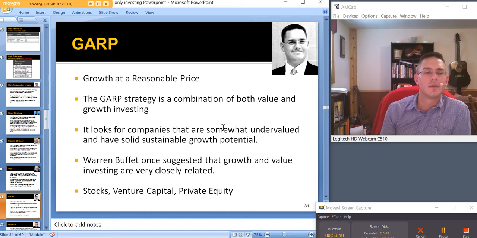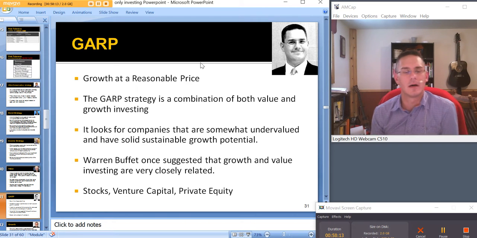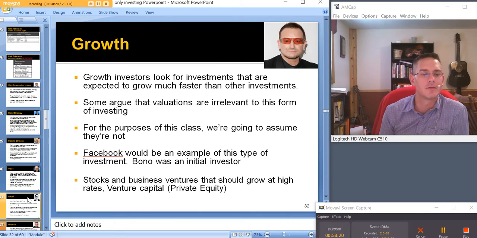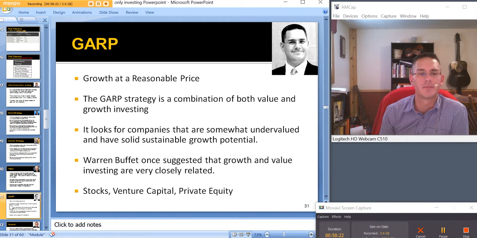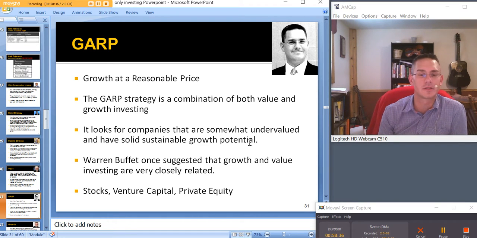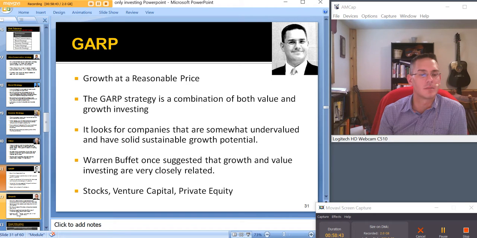Now, we're not going to talk much about what's called a GARP strategy, which is growth at a reasonable price. It's basically a combination of growth and value investing. So GARP, or growth at a reasonable price, is a combination of both value and growth investing, and it looks at companies that are somewhat undervalued and yet have a pretty good potential for growth. Warren Buffett actually suggested one time that growth and value investing are closely related. We'll go ahead and skip that.